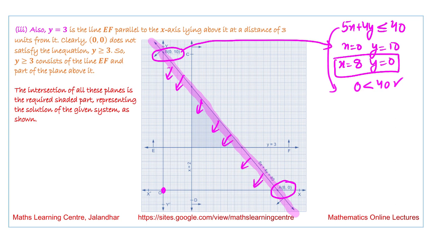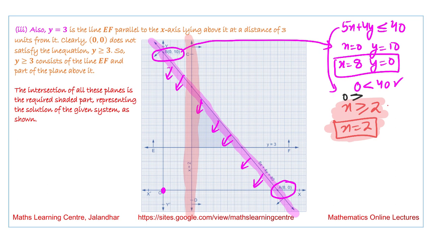The next inequation we have is x ≥ 2. If we plot x = 2, that will be the line parallel to the y axis. This line is x = 2. If we substitute the point (0, 0) over here, 0 ≥ 2 is not satisfied. So we are talking about all the points on this side of this line.